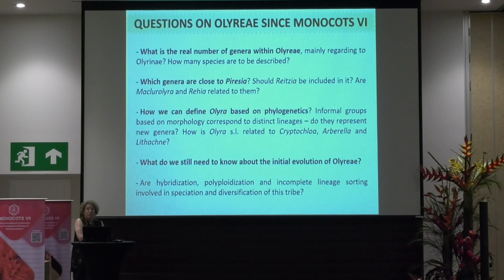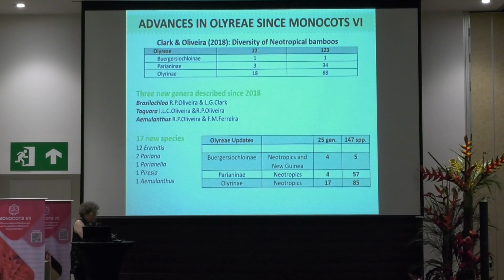So, many of you were at Natal for MONOCOTS VII, and we were just formulating a lot of these questions about how much diversity there really is, how many genera. Some of those clades, like the Poaceae clade within the Olyrinae, and then Olyra itself, have long been complicated and problematic. And we still don't really understand all the initial evolution, especially that weird biogeographic pattern and the processes, so we just started working on this.